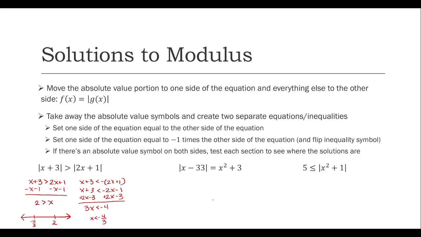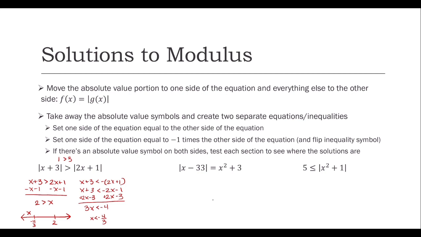the solutions actually exist. So if we plug in something less than negative 4/3, like negative 2, we'd get negative 2 plus 3, which is 1, and the absolute value of that is 1, is greater than 2 times negative 2, which is negative 4, plus 1, which is negative 3, and the absolute value of that is 3. 1 is not greater than 3, so the first portion will not be a part of our solution.